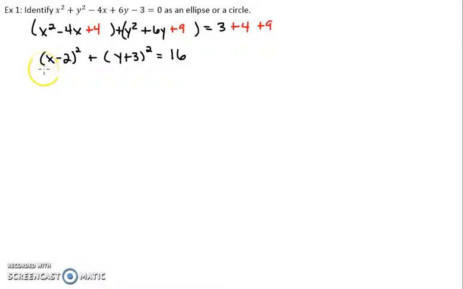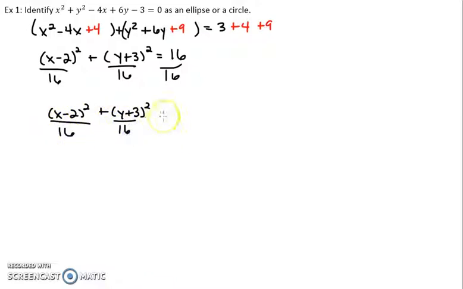So if we were making this an ellipse, we would divide by 16, and we'd end up at (x minus 2) squared plus (y plus 3) squared over 16 equals 1. So this looks like it could be an ellipse, but that up there looked like it could be a circle. So the way that we're going to tell is we're just going to figure out what the eccentricity is.